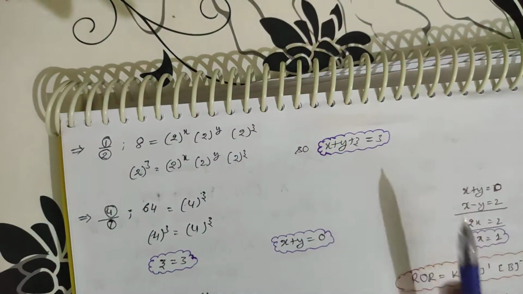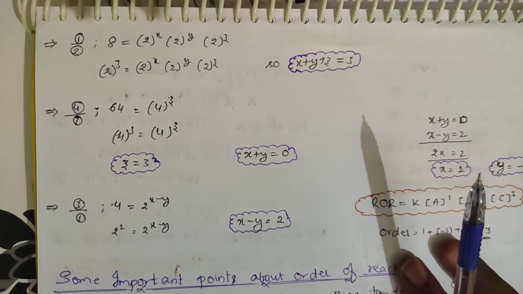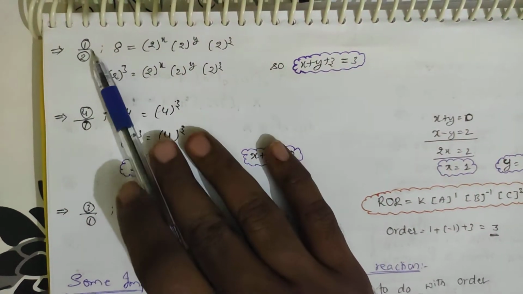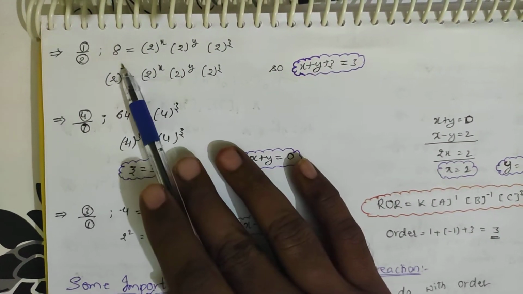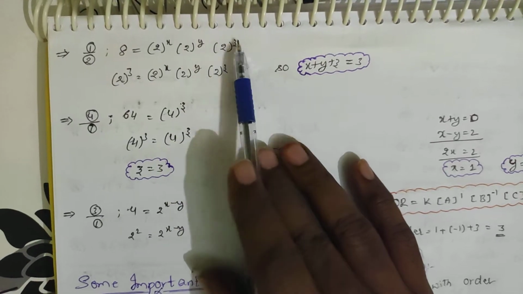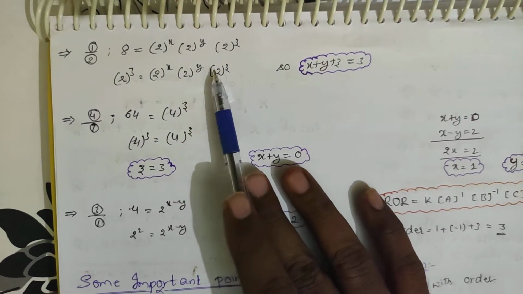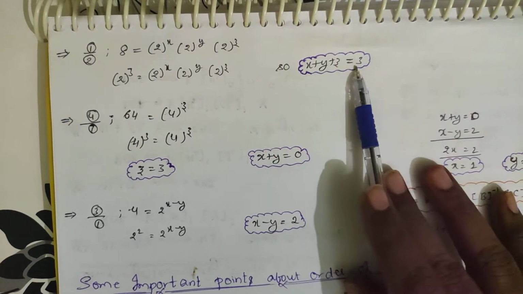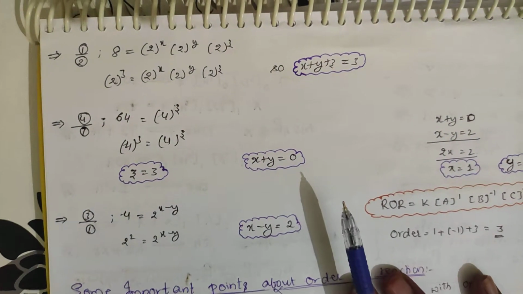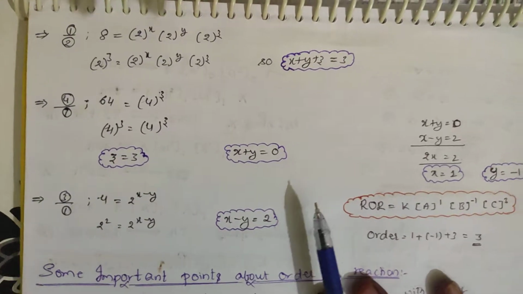Right? Now, based on 1, 2, 3, 4, I hope you have solved all this. So if you do 1 by 2, what will you get? 8 is equal to 2 power x, 2 power y, 2 power z. So this one will become 2 cube. x plus y plus z is equal to 3. This is the condition you should solve.